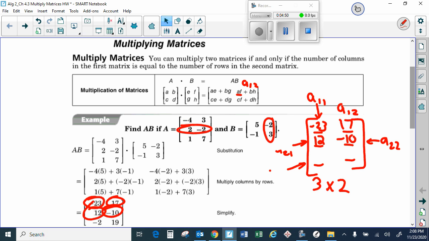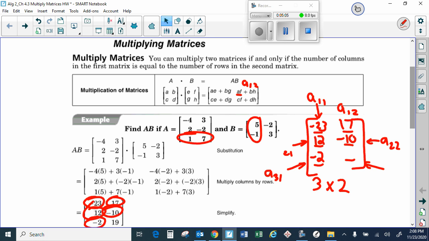This spot right here is 3, 1, row 3, column 1. So I take row 3 and column 1. 5 minus 7 is negative 2. So I see negative 2 there.